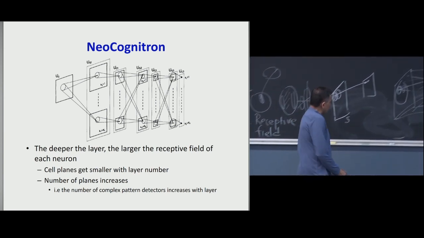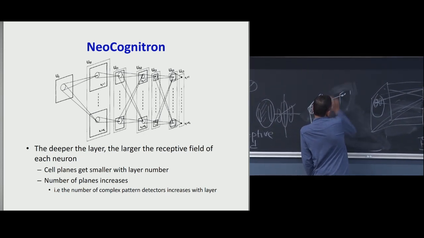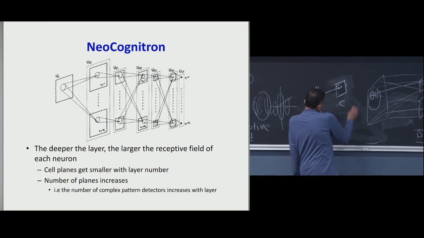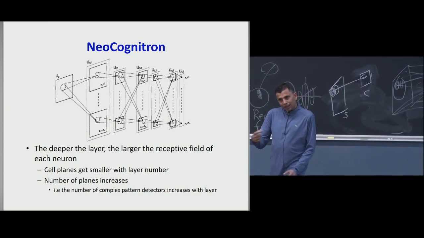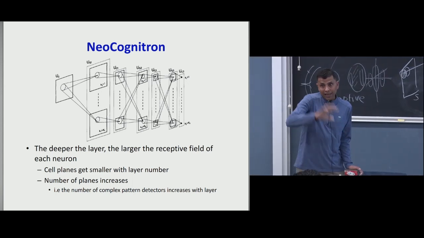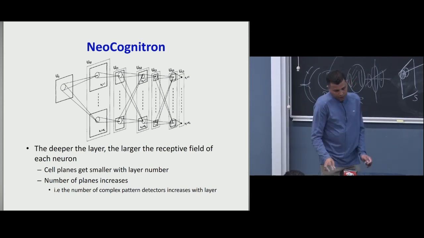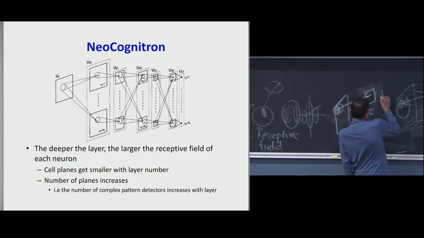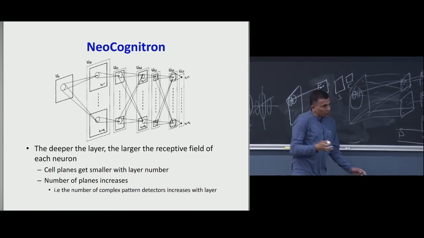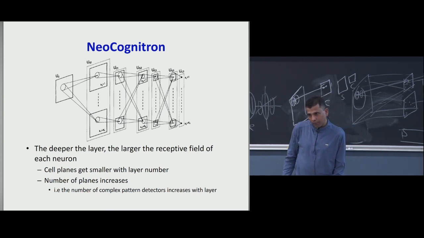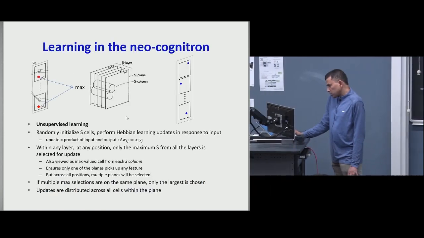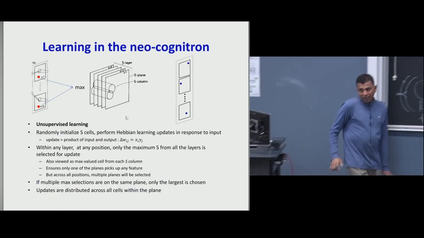As a result, this plane actually ends up becoming much smaller than the S plane. Then the next layer's S plane is going to be more or less the same size as the C plane, but then the corresponding C is going to be smaller. So as you go deeper through the network, all of the planes get smaller, right? This is just the architecture as originally proposed by Fukushima. You need a learning mechanism.